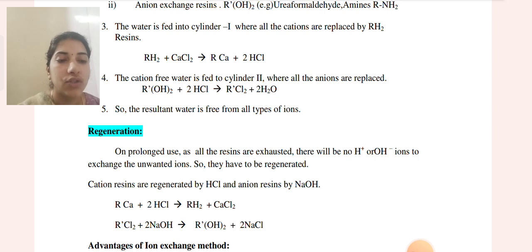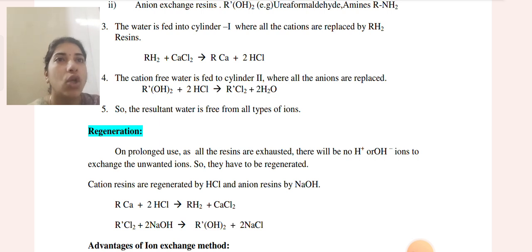The demineralization process is carried out by using ion exchange resin, which is a long-chain, cross-linked, insoluble organic polymer with a microporous structure. The functional groups attached to the chain are responsible for the ion exchange process. So this is the process of using ion exchange for demineralization of water.